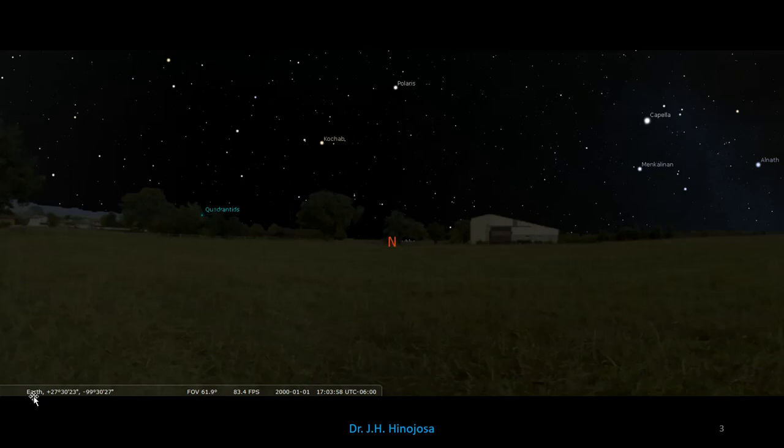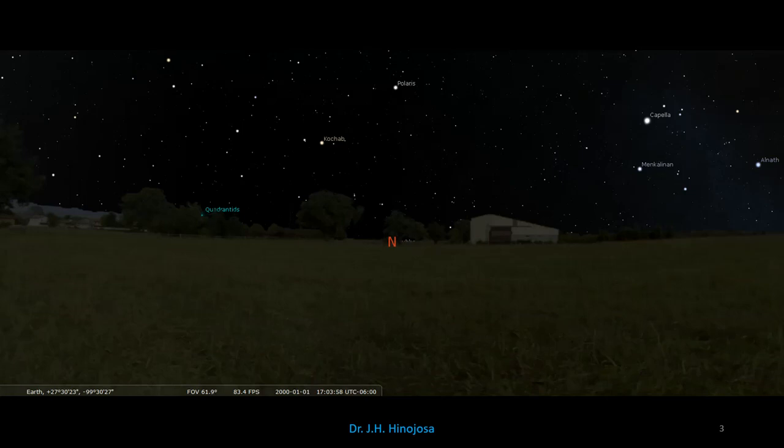You can select here. We notice that we have selected the location for Laredo, Texas, with a latitude of plus 27 degrees 30 minutes of arc and 23 seconds of arc, and a longitude of minus 99 degrees 30 minutes of arc and 27 seconds of arc. So we are seeing the sky from Laredo, Texas here.